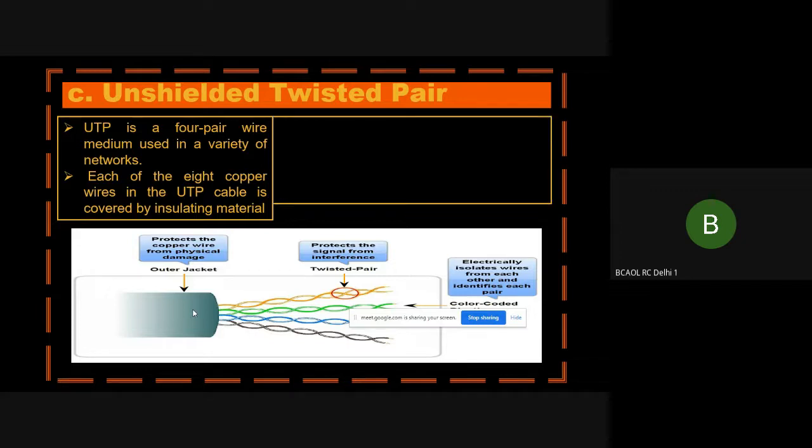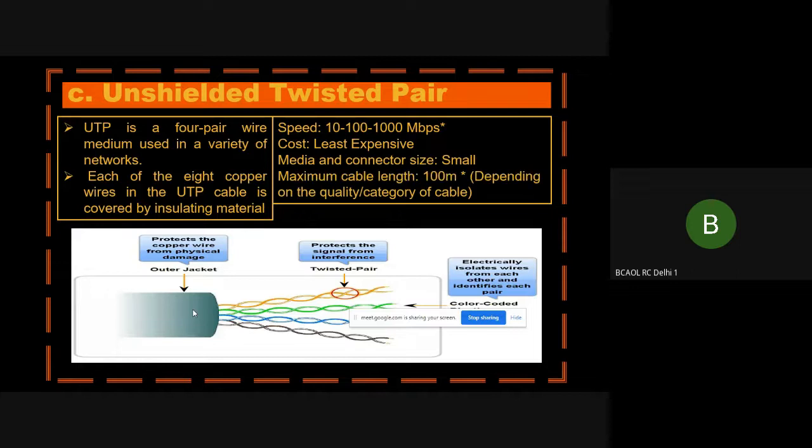Then speed is 10 to 100 to 1000 megabits per second. Can you see that? It has much higher speed. And least expensive it is. Media and connector size is small. And maximum cable length is 100 meters, depending on the quality or category of cable.